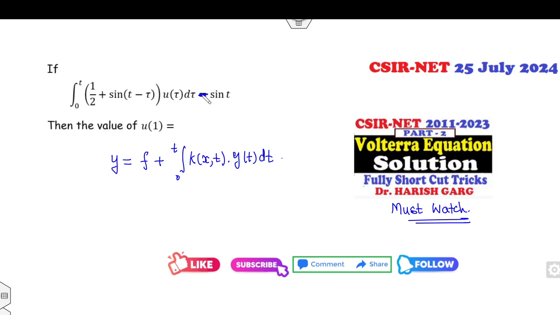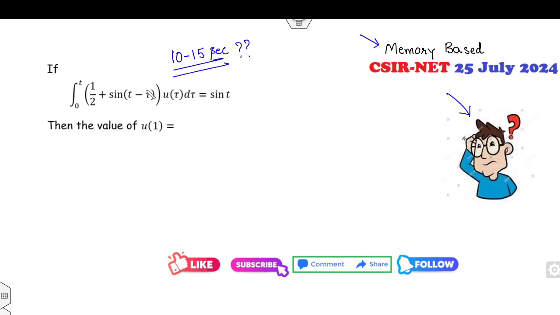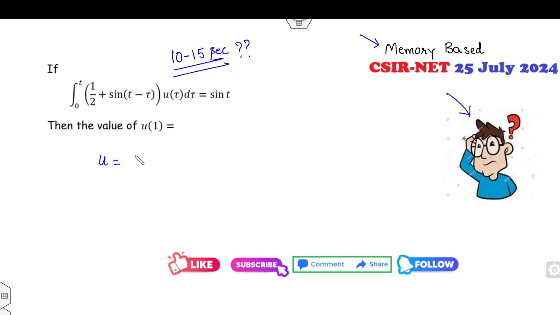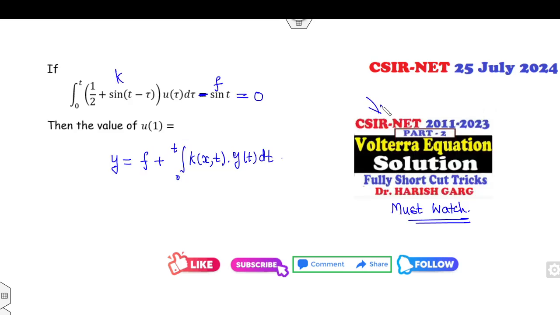I can write this equation as y minus the integral which is equal to 0, that is f is 0. This is my f, this is my kernel. Then based on the shortcut trick, how can you find the solution? As I mentioned, it is the Laplace inverse of the function f divided by the Laplace of this function, that is half plus sine of t. That is a simple answer to this problem.